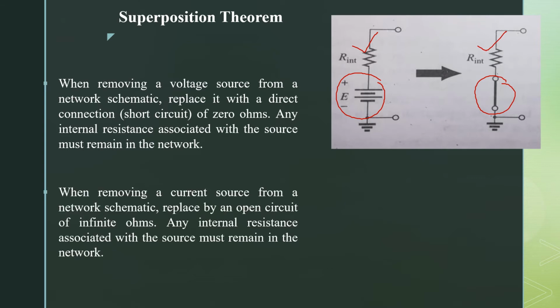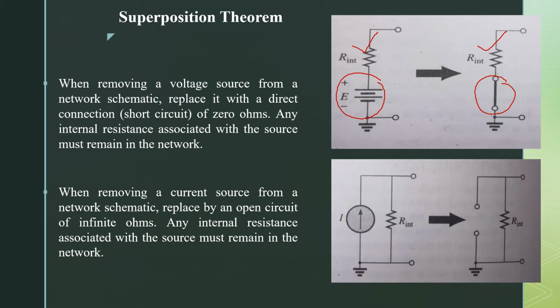When we are removing a current source from a network, it is replaced by an open circuit of infinite ohms. Any internal resistance associated with the source must remain in the network. From the figure you will see that we have the current source I. When we remove that current source, we replace it with an open circuit, but the internal resistance remains in its position.